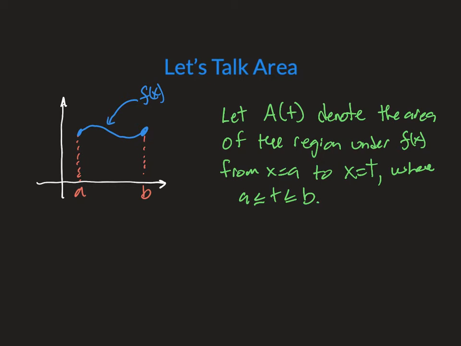So I'm throwing this new variable at you. Let me show you where it is on the x-axis. It's between a and b. So for example, what if t were right here? Okay, that's t, and then A of t is the area of this region. And the idea is I can slide t anywhere I want in that interval. I've got a little animation here I want to show you, and then we'll come back to this picture.